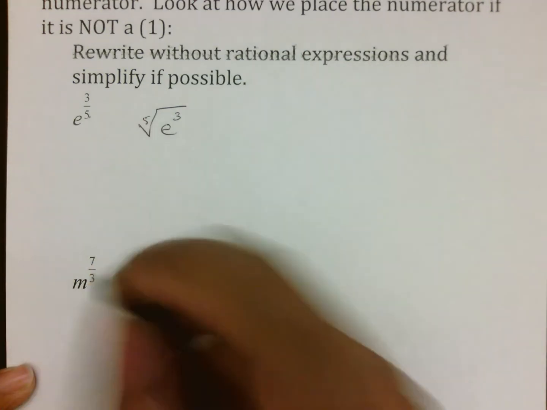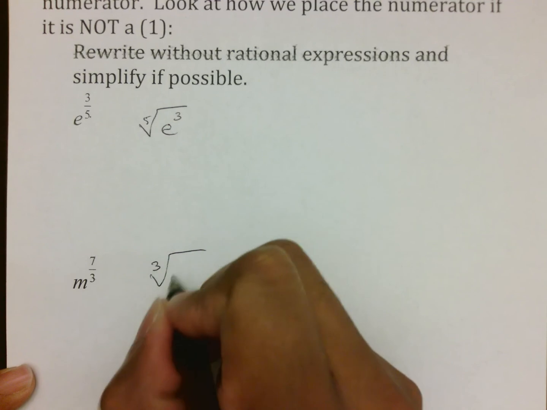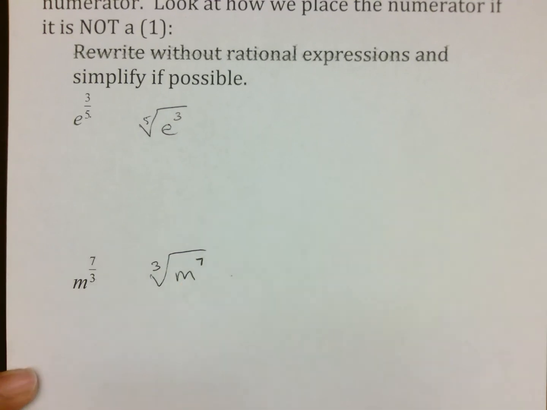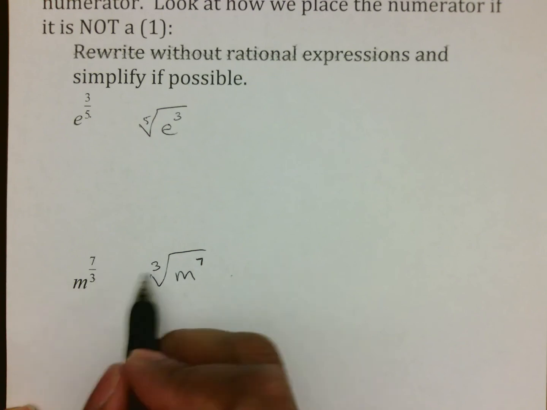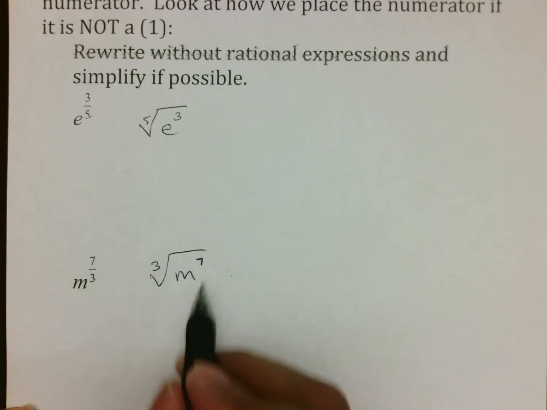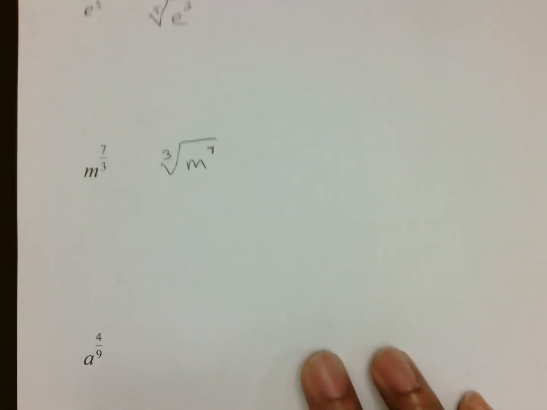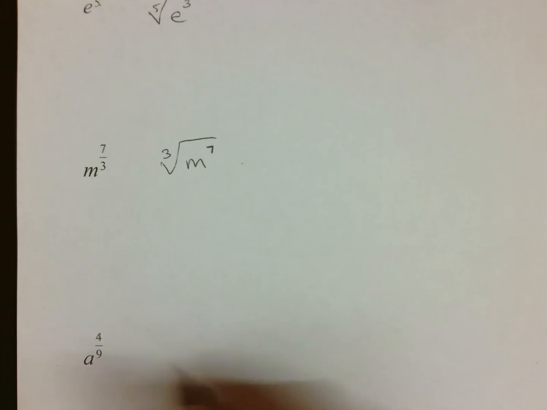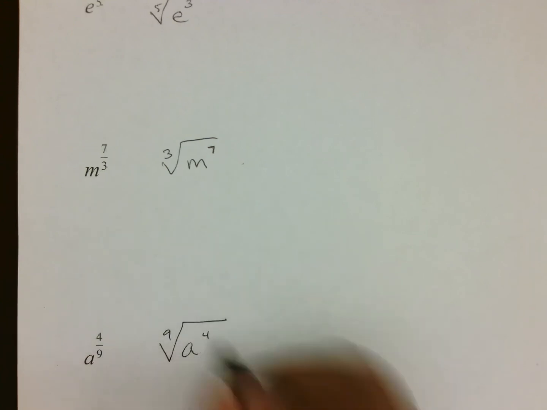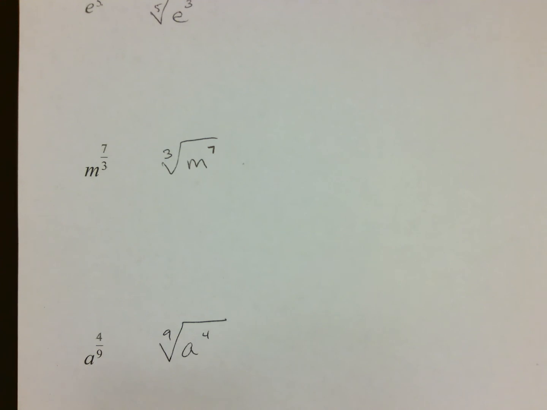Here, you turn this into the 3rd root of m to the 7th. And that's all you have to do. Again, bottom number goes here, top number goes on the inside. A to the 4/9. 9 goes out, 4 goes in. That is our answer. Okay.